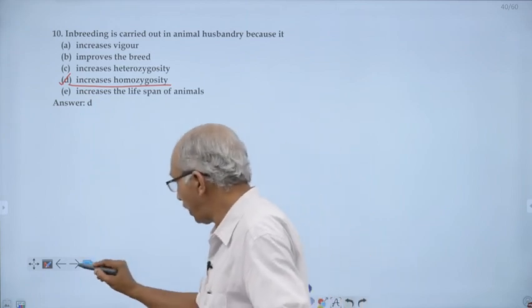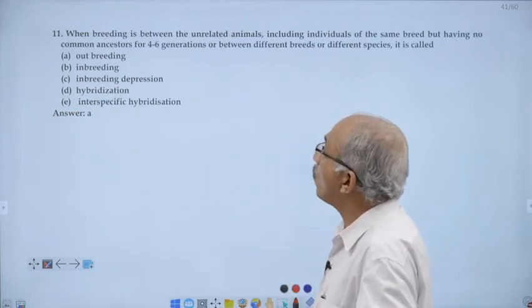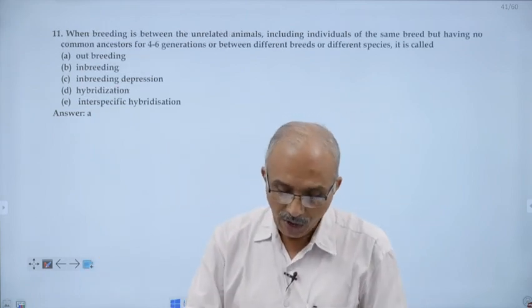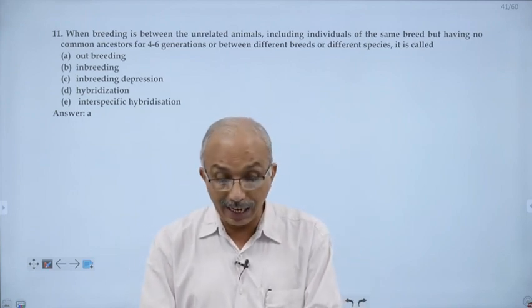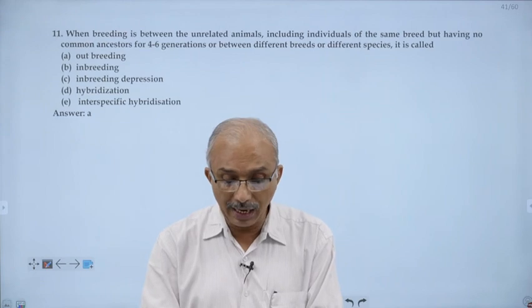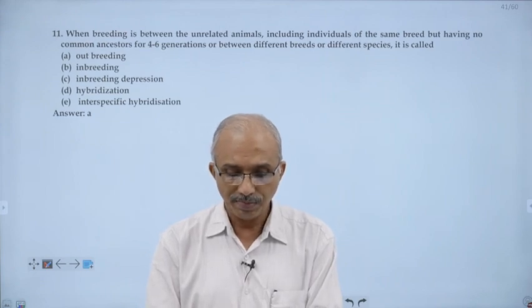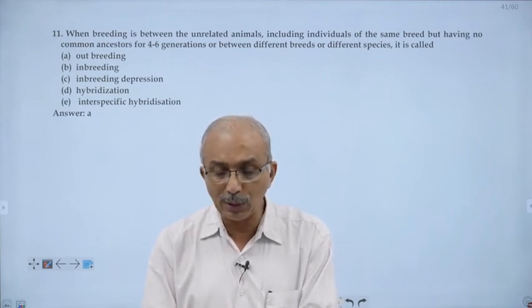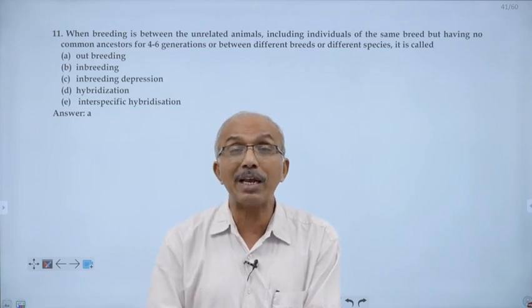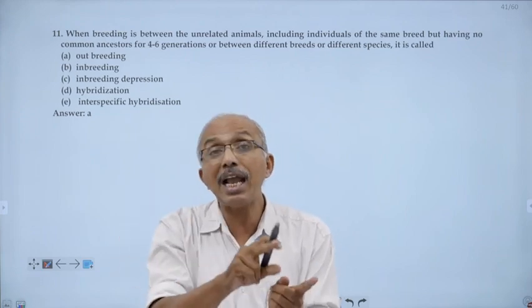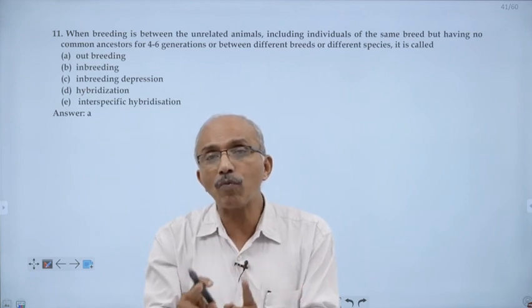Next. When breeding is between unrelated animals, note unrelated animals, including individuals of the same breed. We can stop here, but we should read it completely. Unrelated animals of the same breed.